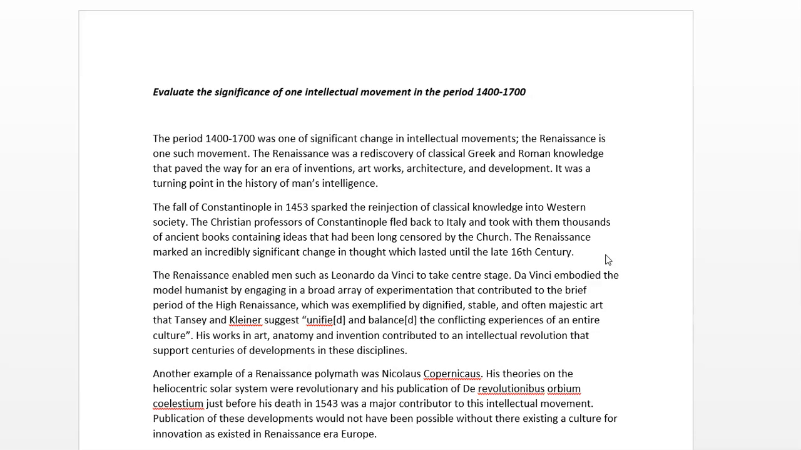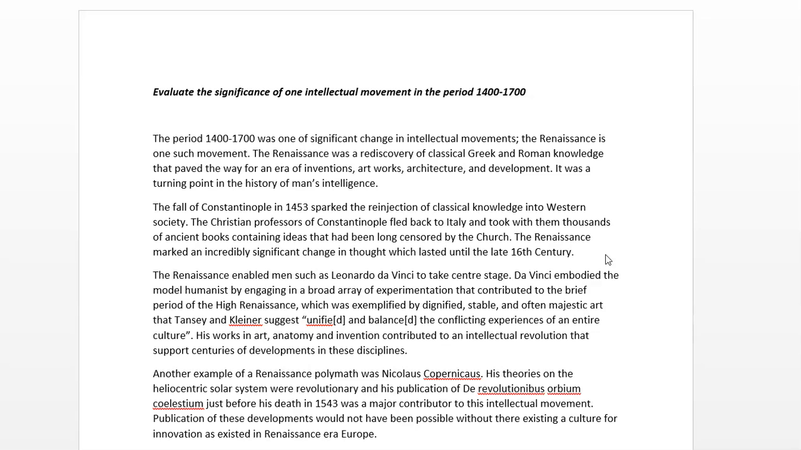The first one is looking at where the Renaissance comes from and why it's significant for that reason. So it says the fall of Constantinople in 1453 sparked the reinjection of classical knowledge into Western society. The Christian professors of Constantinople fled back to Italy and took with them thousands of ancient books containing ideas that had long been censored by the Church. The Renaissance marked an incredibly significant change in thought which lasted until the 16th century. So in this, I'm saying that it's significant because previously this knowledge had been censored and now it was released, and this caused the sparking of a movement that lasts then for a couple of hundred years.